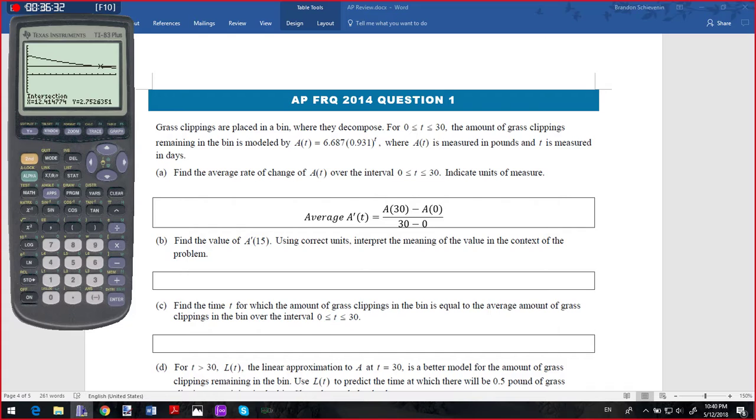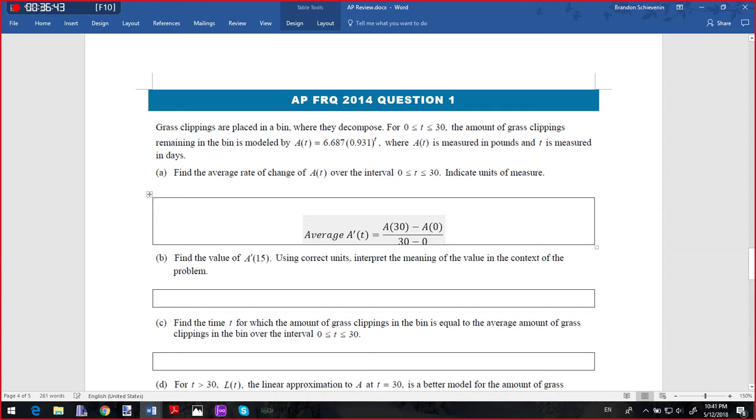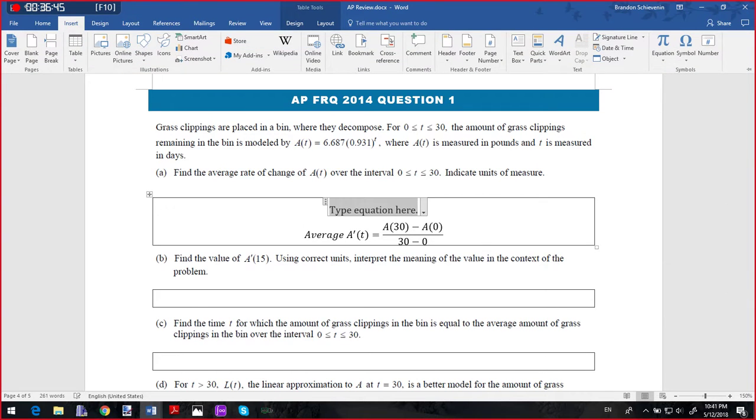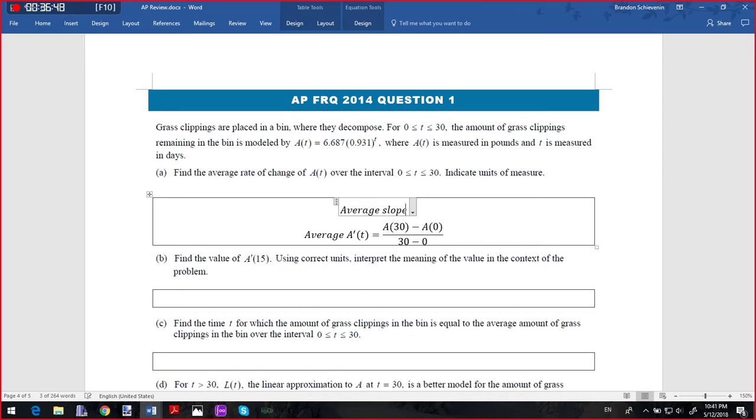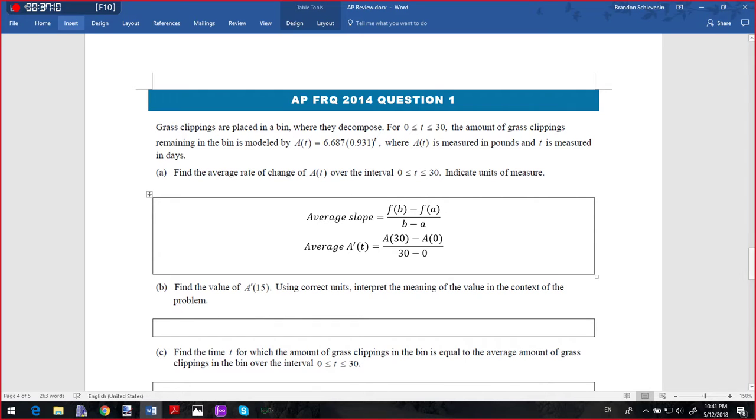Wait, is that formula for the slope? Like the average slope formula? Right. I'll write out our general form. So my average slope, in function notation, is equal to f of b minus f of a over b minus a. So if you're not in function notation, that's y2 minus y1 over x2 minus x1.